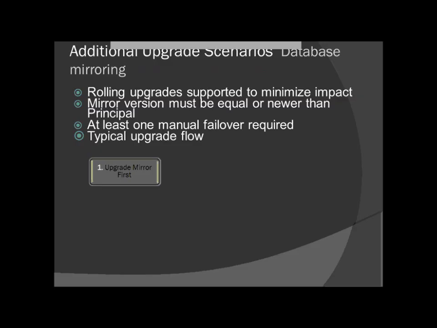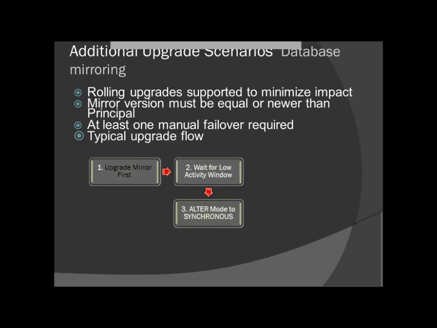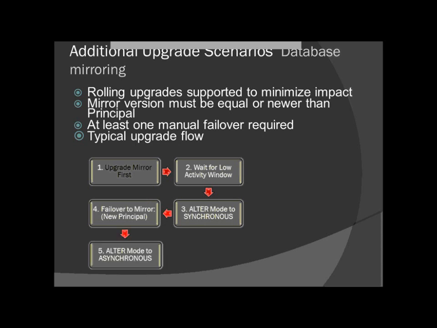As we started with the passive node, with database mirroring you start with the mirror database. Upgrade your mirror first. Wait for a low activity window, which means nothing is happening on your application and nobody is really using it. Make sure you change the database mirroring mode to synchronous and fail over to the new principal. This you're going to do as a manual failover. Once you do that manual failover, change to asynchronous and upgrade your new mirror instance.